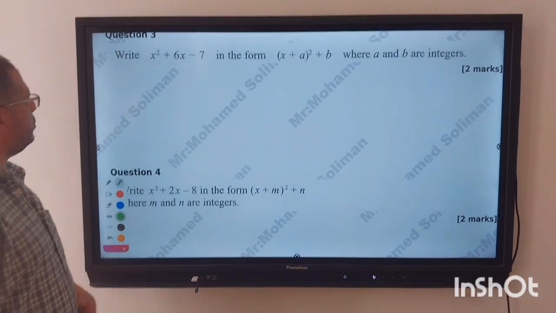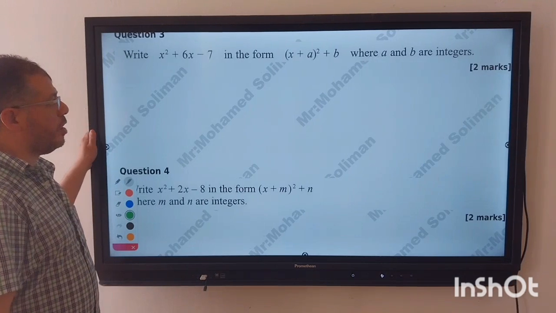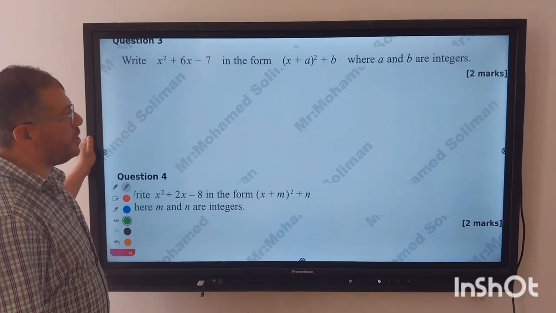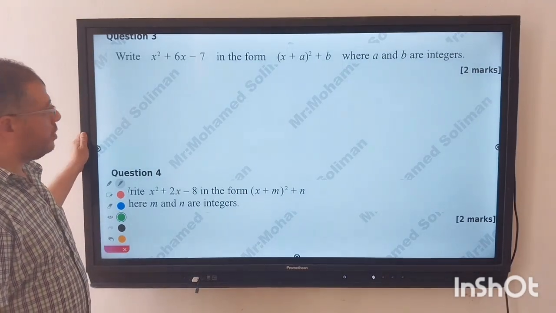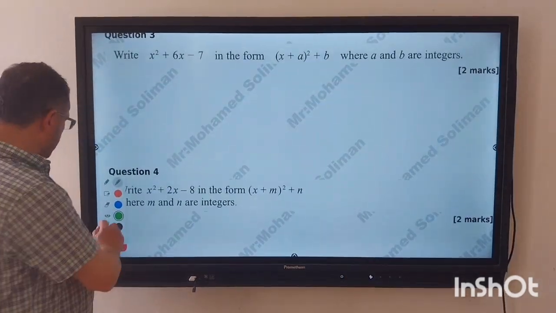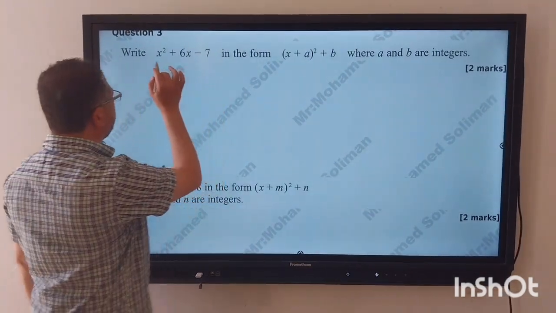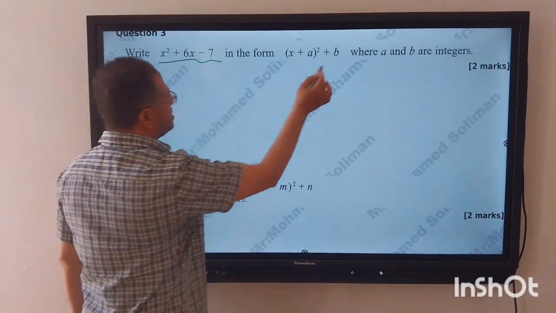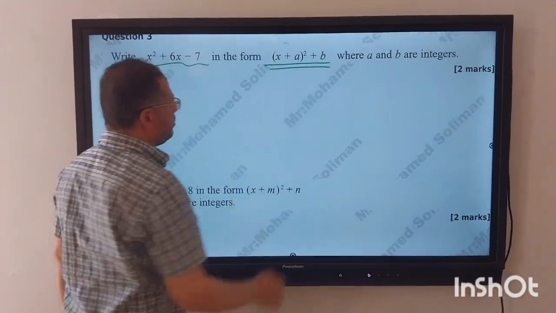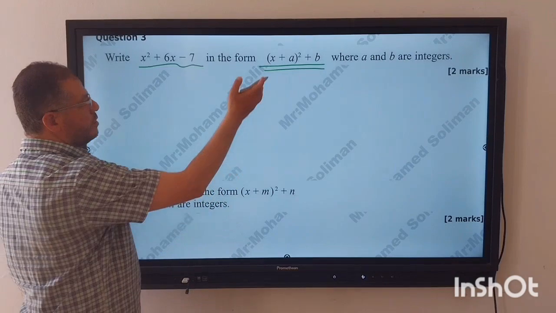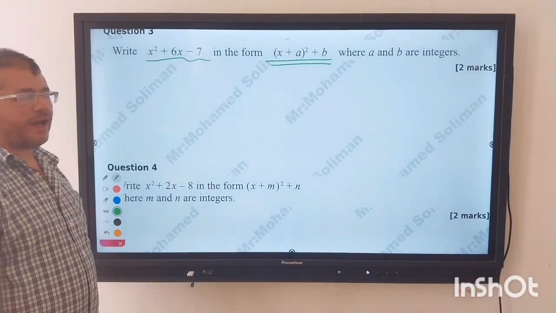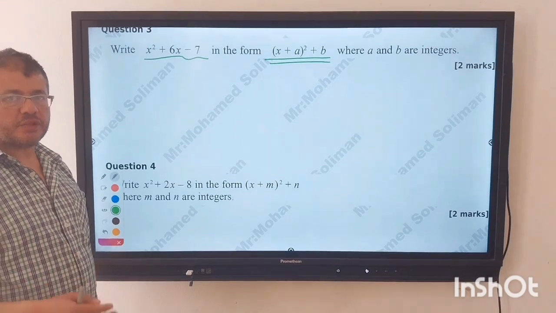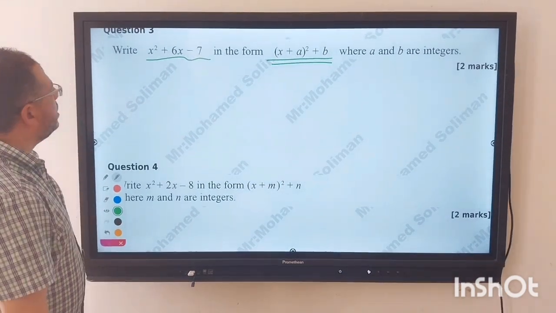Write x squared plus 6x minus 7 in the form of (x plus a) squared plus b, where a and b are integers. Okay. Now, he asked me to write it in a new form. I have this quadratic expression, and he asked me to write it in this new form. Okay, we can remember that this new form is related to completing the square.